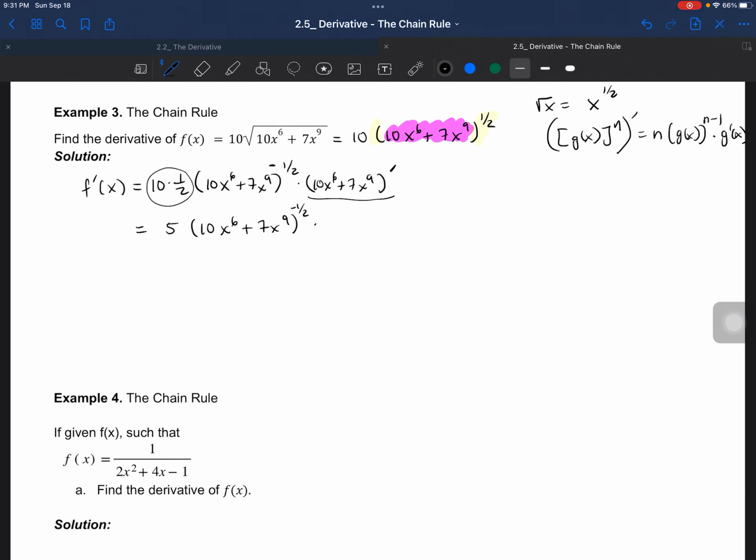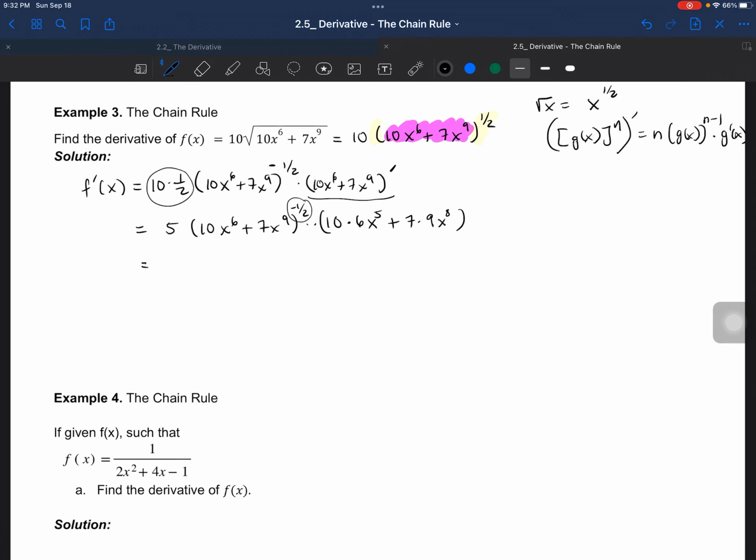The derivative of the last part is 10 times the derivative of x to the 6, which is 6, using power rule, 6x to the 5th, plus 7 times the derivative of x to the 9, which is 9 times x to the 8th, right? And that's it, right? We found the derivative. Of course, we're going to go ahead and rewrite it in a much nicer way.